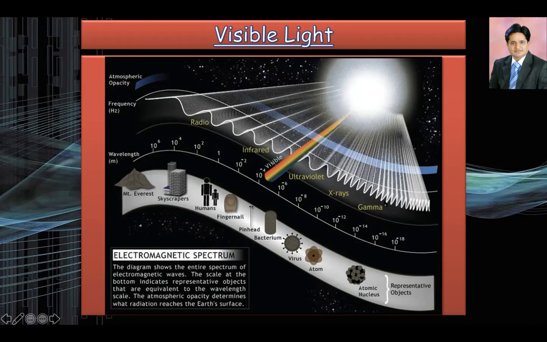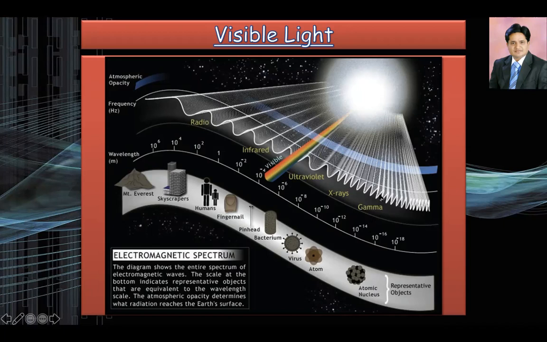Because gamma rays have got the minimum wavelength, they have got the maximum frequency. And radio waves have got the maximum wavelength, so they have got the minimum frequency. You are advised to remember the order of the wavelength and the frequency of the electromagnetic spectrum. So I'm going in the increasing order of the frequency: radio waves, microwaves, infrared, visible, ultraviolet, X-rays, gamma rays. So gamma has got the maximum frequency.